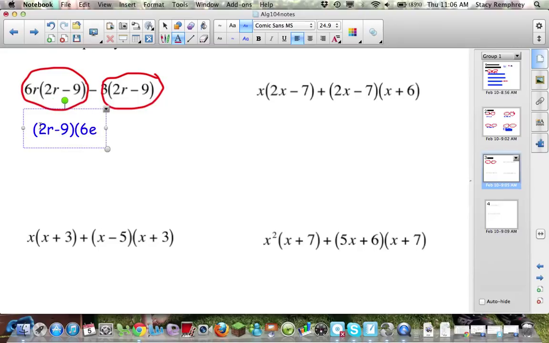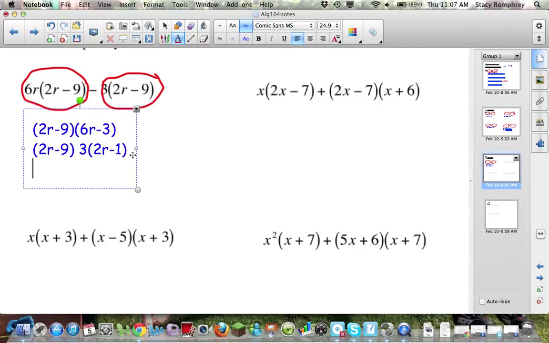I'm left with 6r minus 3. Now be careful. Every time you do this, then you have to say, okay, did I factor it completely? The 2r minus 9 I can't do anything with, but you can see the 6r minus 3 does have a GCF. It has a GCF of 3. So to factor it completely, I'm going to pull that GCF out. So 3 times 2r would be 6r. 3 times 1 would be 3.